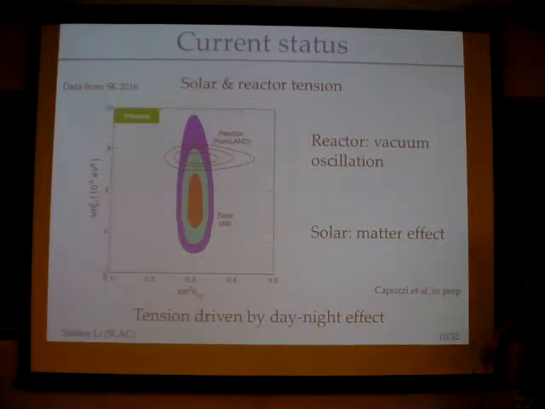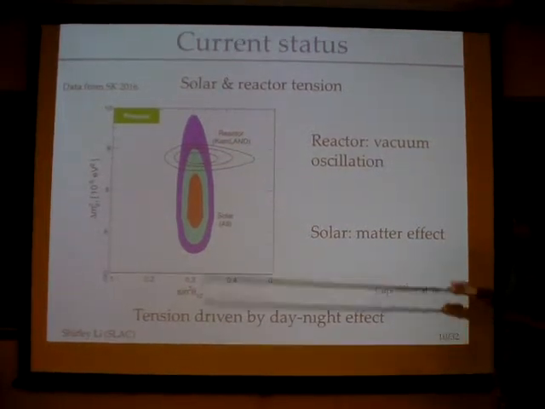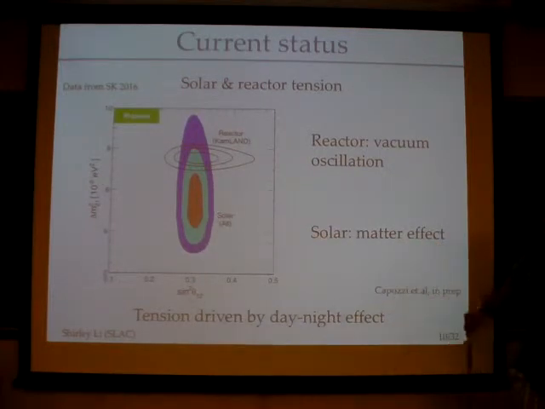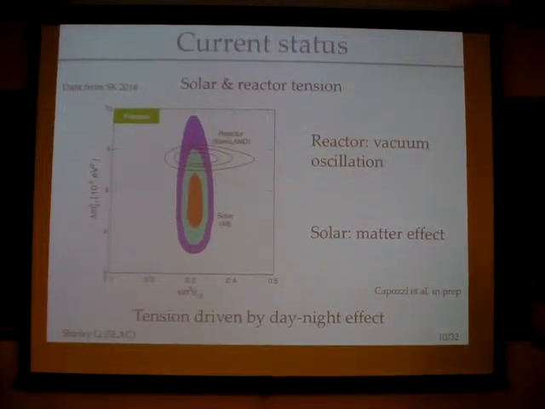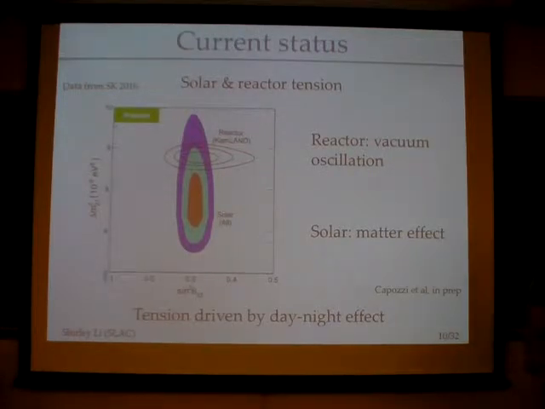But for the solar, through the day-night measurement, the delta m squared disagrees a little with the reactor best fit. And that's the measurement. Now, this is a 2 sigma tension, or 2 sigma hint. So the question is, why do you care about this 2 sigma tension? Well, there are a couple of reasons for me.